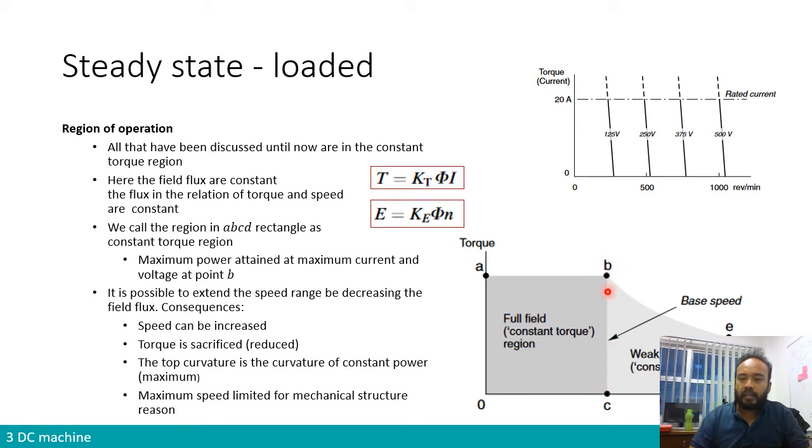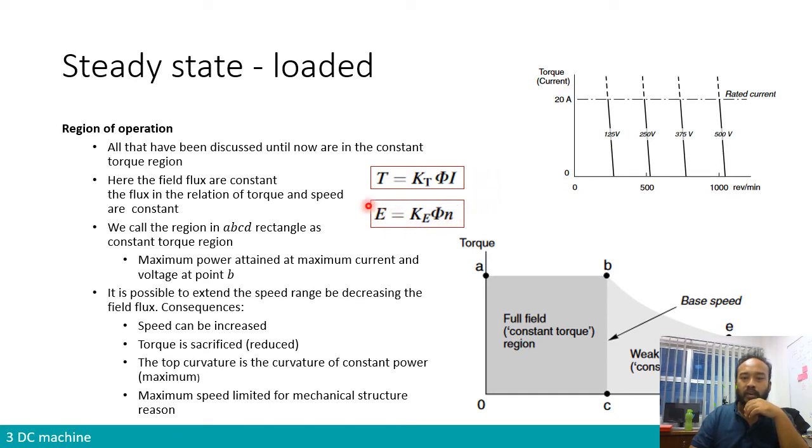In this case, what happens if you want to go to a higher speed? We may go to a higher speed by doing what we call flux weakening. It is possible to extend the speed range by decreasing the field flux. So we can decrease the field flux phi. If we decrease the field flux phi, then we can increase the speed over here.